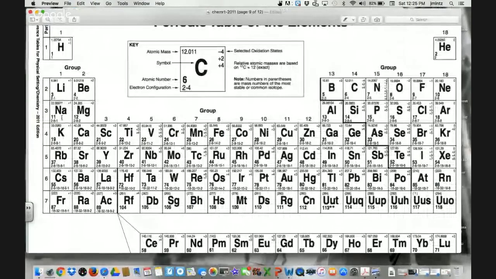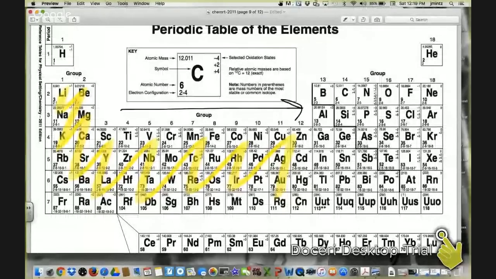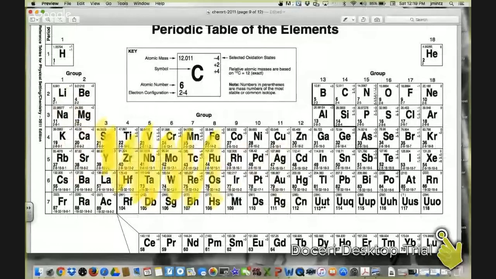So your transition elements, sorry, let me clear that off. So here are your transition elements, 3 through 12. Okay, and those are all going to form your colored solutions. Hopefully that answers your question. I think that was Grace.